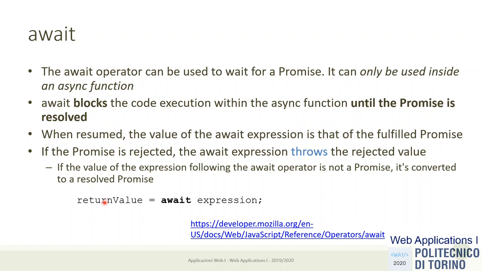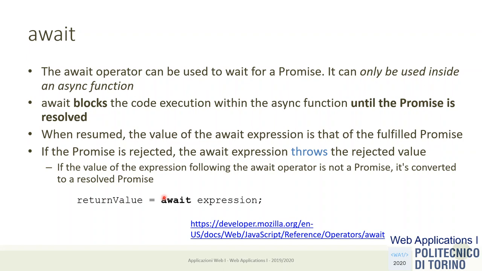So this simplifies a lot the normal case, in which the promise is fulfilled. You don't have to call the resolve function, you just return a value. You don't have to call the then method, you just await for the result. So this is the normal case when the promise is fulfilled.